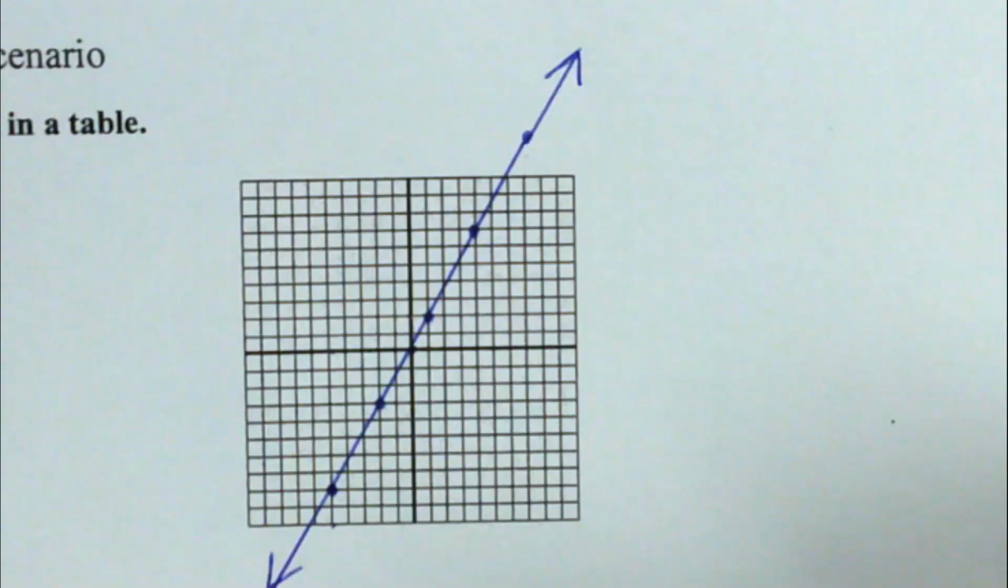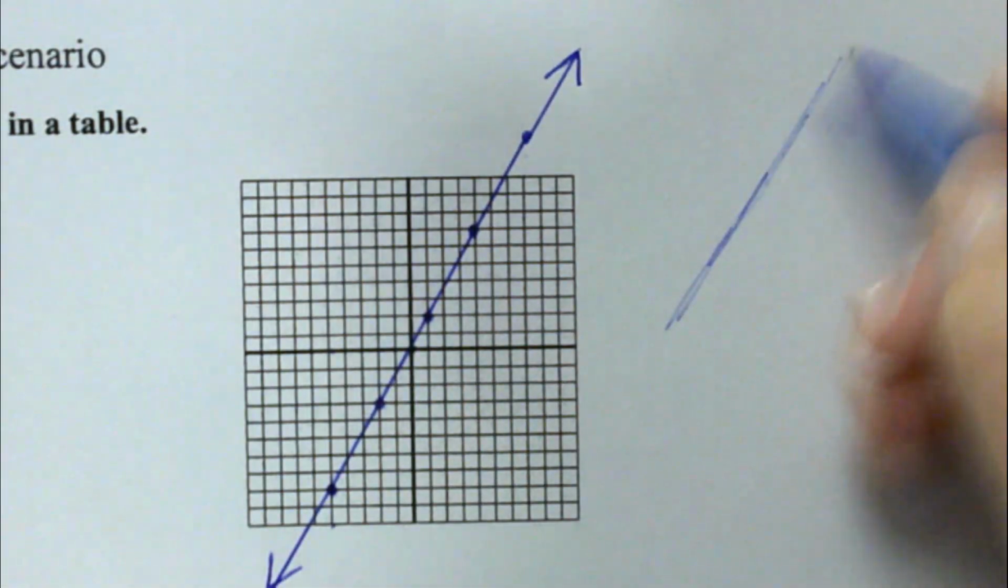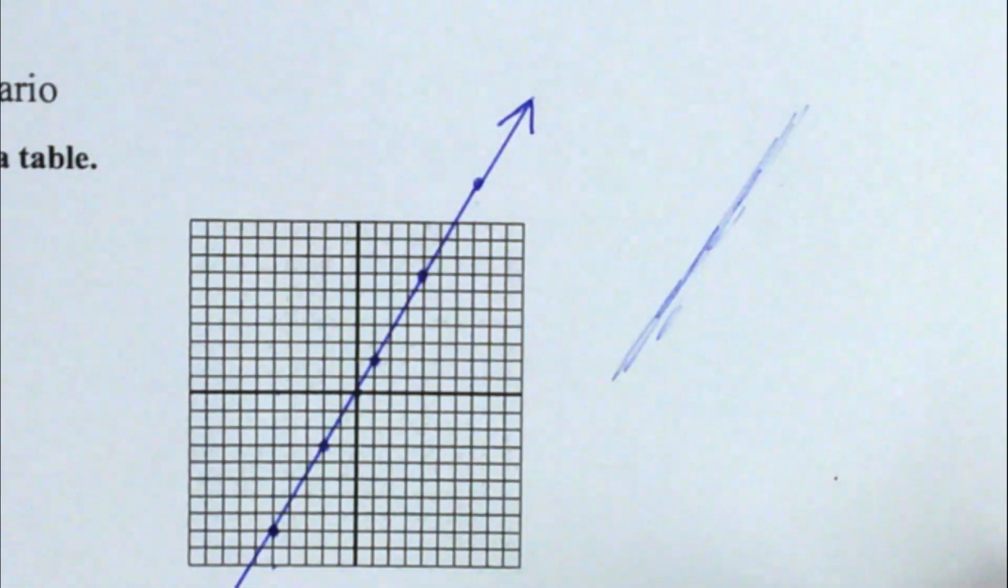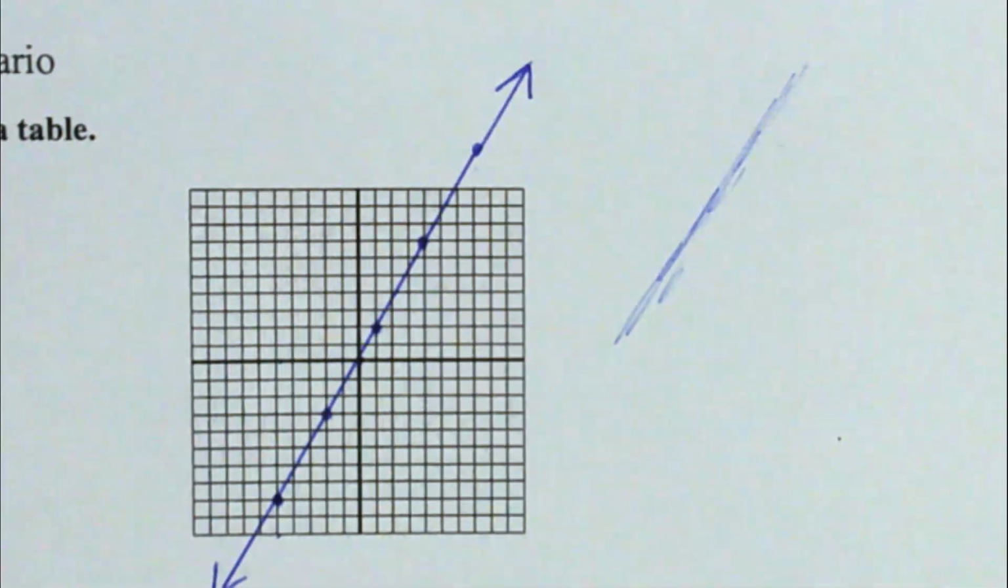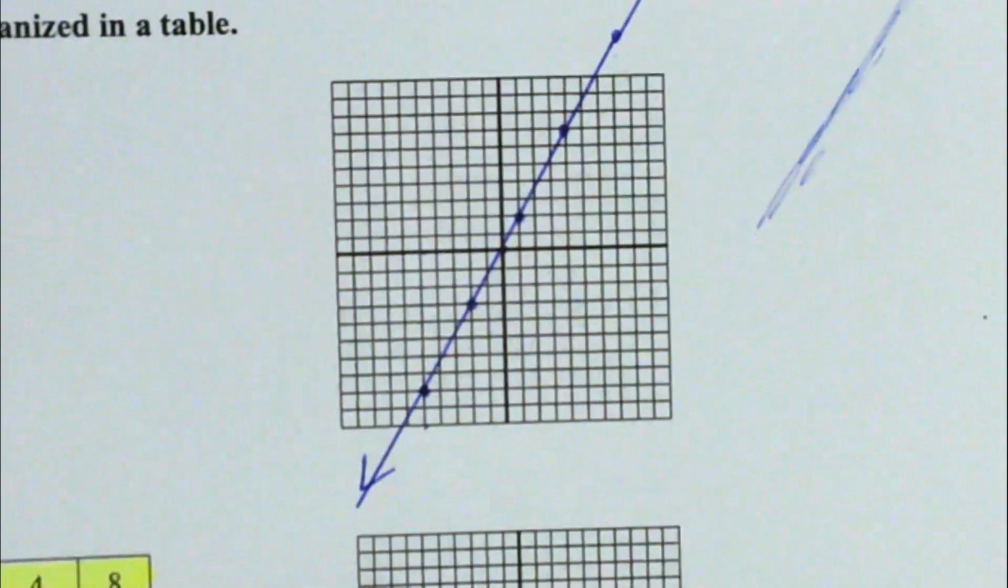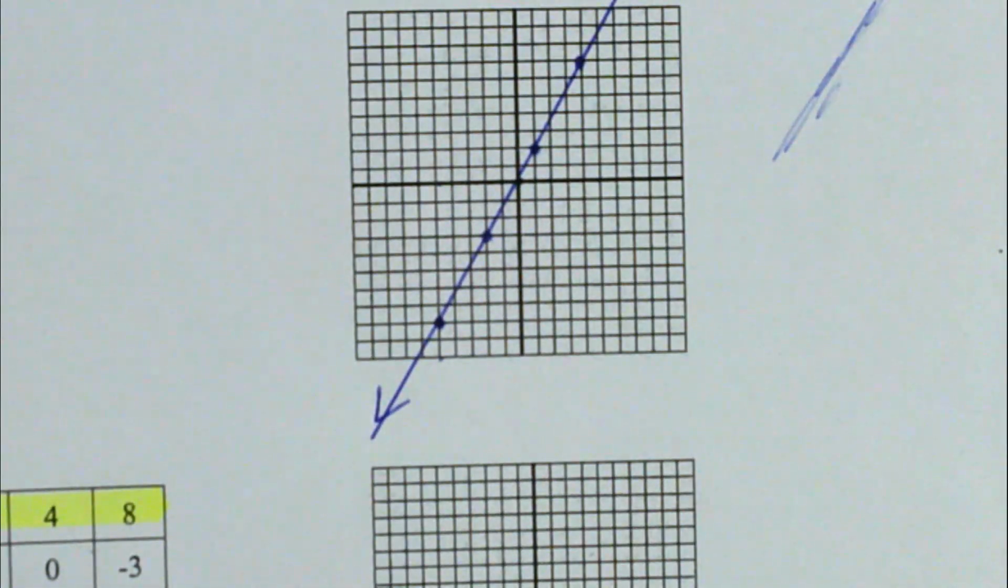Okay? And don't make lines like this. You see lines like that? Don't do that either. Okay? They need to be very precise. That's why we have a ruler. How was that? Everybody's done that probably at least once, right?